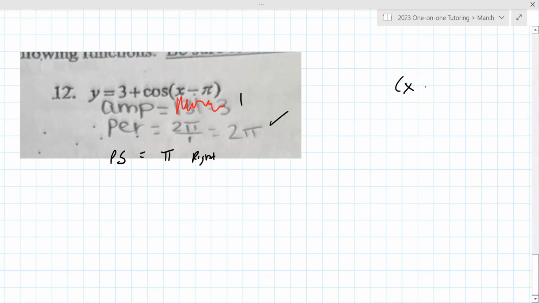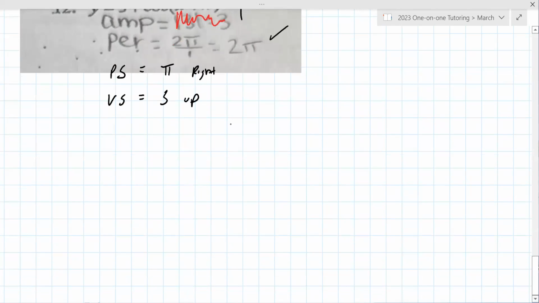If you ever need to know how to tell, think about something like x minus 2 squared. That's 2 to the right, or x minus 3, and so on. This one has a vertical shift, which is 3 up. All right, so these are the absolute most difficult to do when they've got both a phase shift and a period. In this case, the period's 2 pi, but whenever you have a phase shift, those are always just horrible.